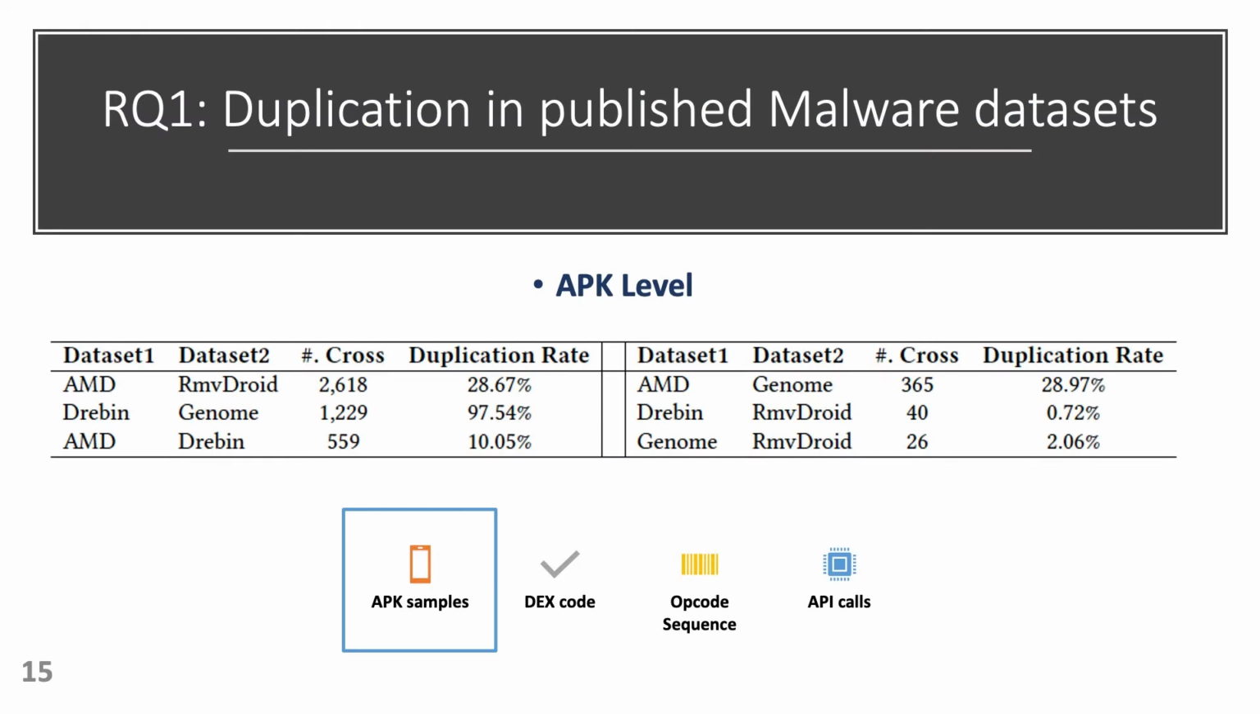Recall that I have introduced these 4 levels of artifacts before. We then discuss sample duplication in terms of these 4 levels. The first is the APK sample level. Because the samples are often named by their hash value, commonly used datasets do not include duplicate APKs, but we know that the datasets are often redundant from one to another, as shown in this table. For example, there are 2,618 crosses between the AMD and RMVDroid datasets.